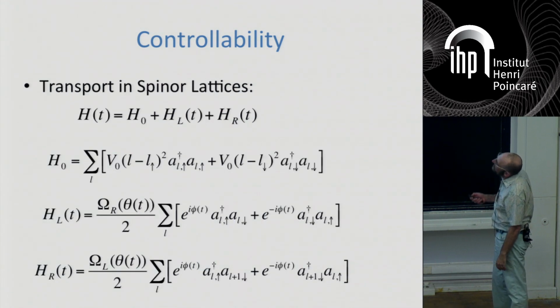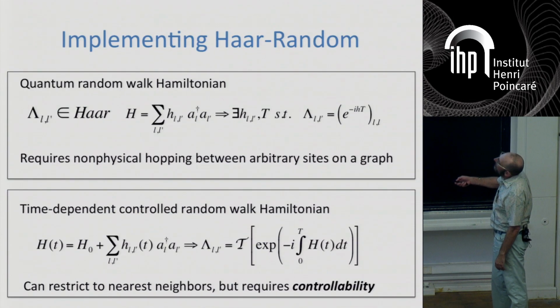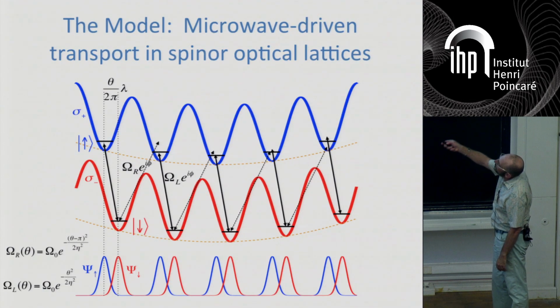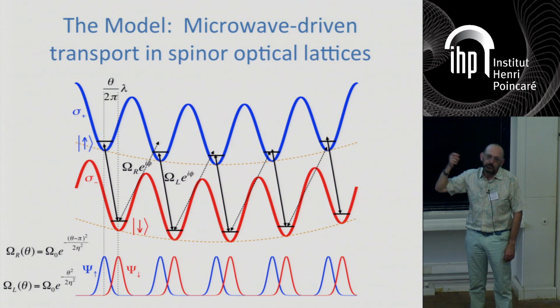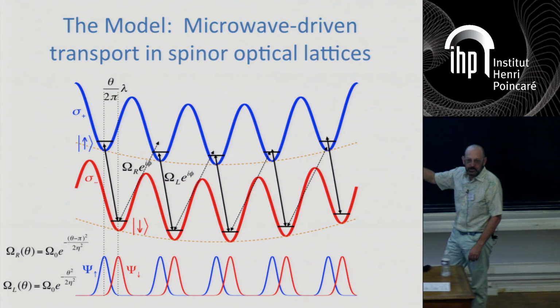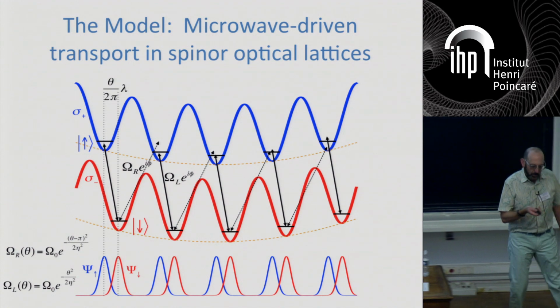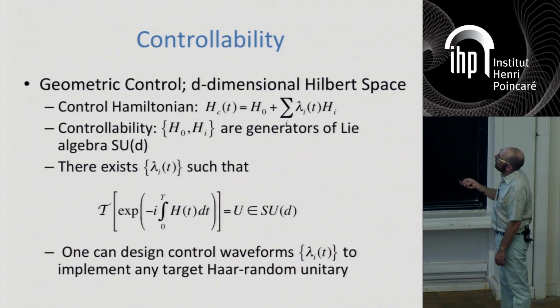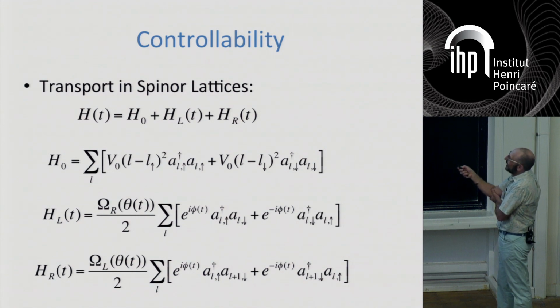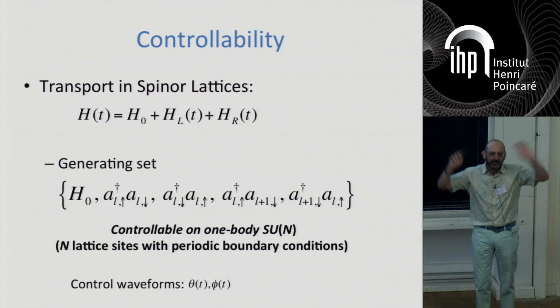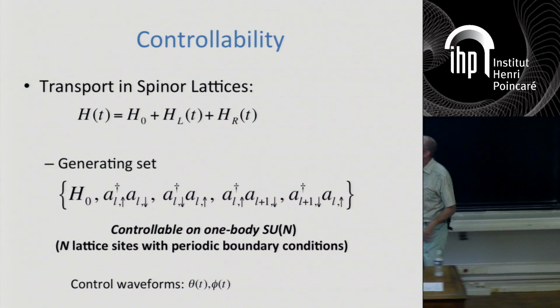I failed to mention that in addition to the hopping to the left and right, we also included a quadratic potential that breaks the translational symmetry. We needed to do that to make the system controllable. Otherwise, well, it wouldn't be. All right, so this is our Hamiltonian with hopping to the left and the right and a quadratic potential over here. And the system's controllable. You know, we did it. We checked the Lie algebra, it's controllable.